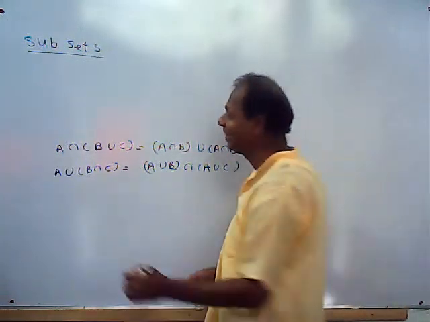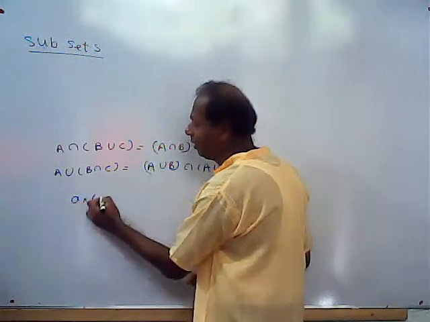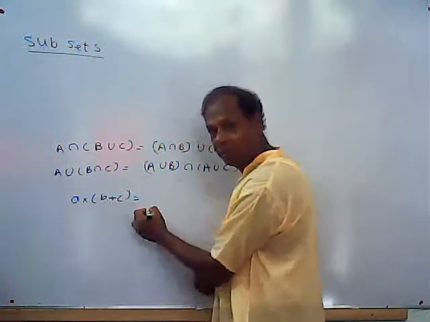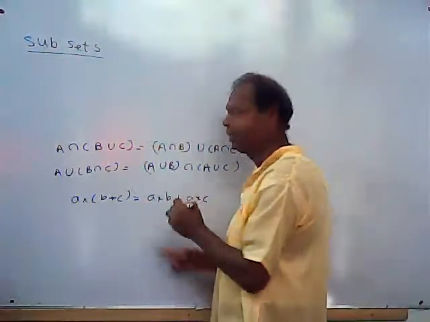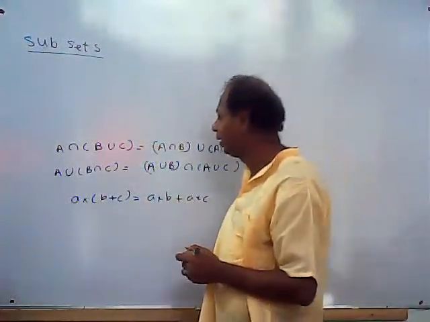But in real numbers, A multiplied by B plus C, distributive law appears in this form: A into B plus A into C. Even in vectors you can write like that.